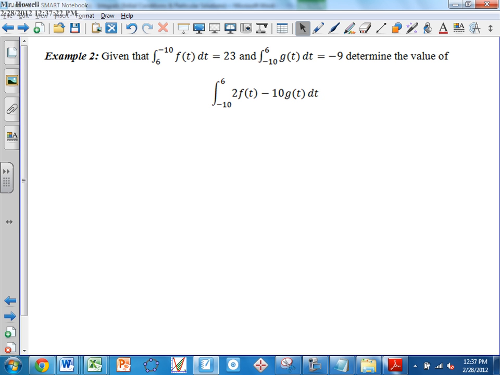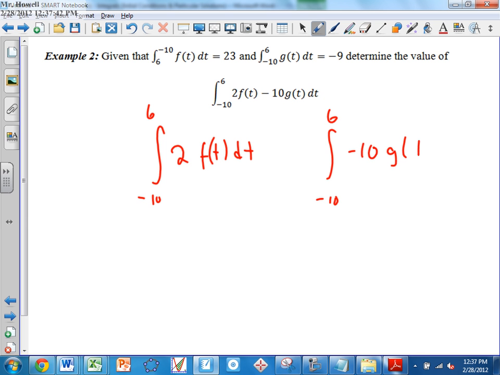So to go from negative 10 to 6, we start by saying this, guys. You have two different functions. Guys, listen. Come on. You have two different functions. So here, what I need to do is go from negative 10 to 6 of 2f of t dt and negative 10 to 6 of g of t dt. Now, what I would do is move each constant out of both. So take the 2 out and the 6 out. Write this as 2.